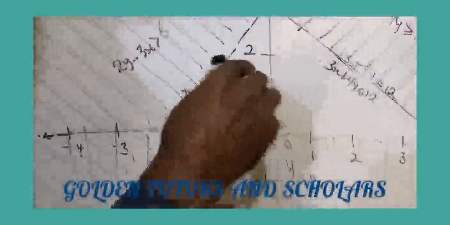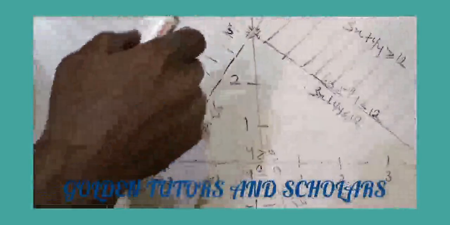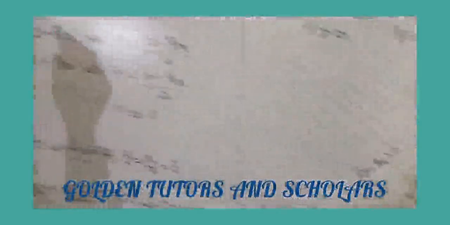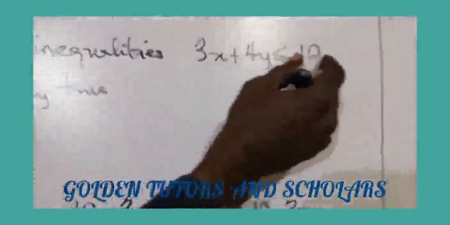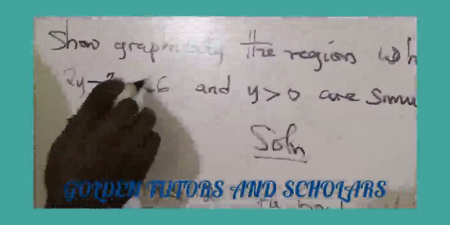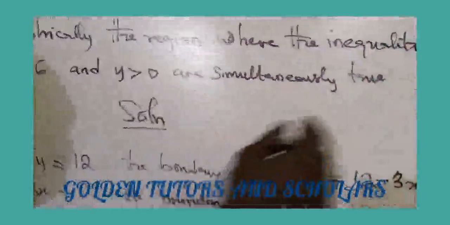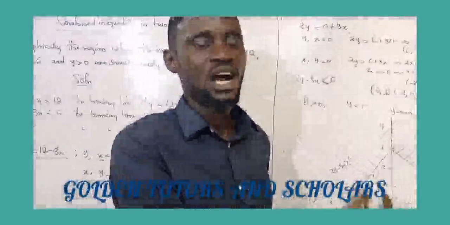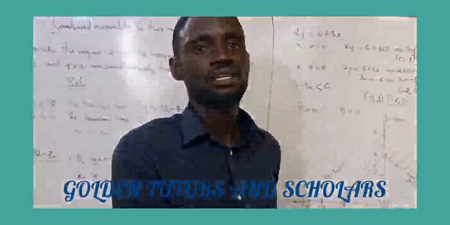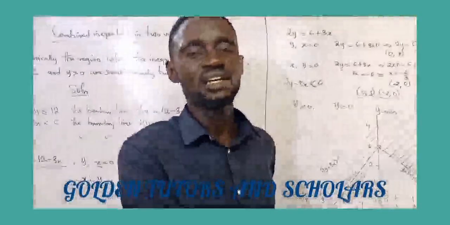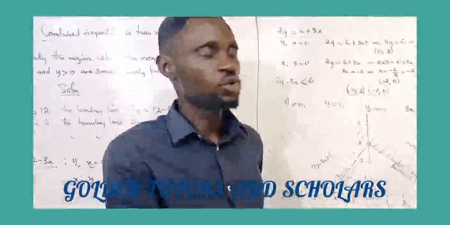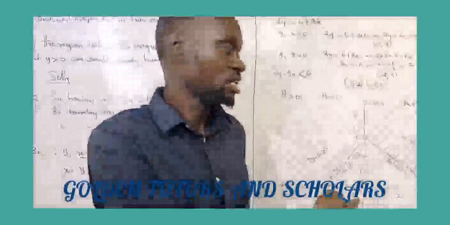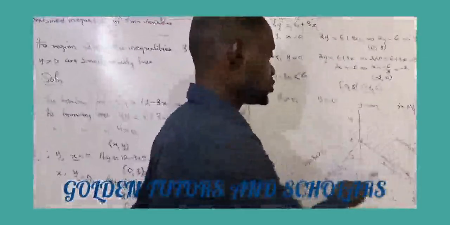So all values that lie within this triangle are the solution set for the combined inequality 3x plus 4y less than or equal to 12, 2y minus 3x less than 6, and y greater than 0. From what we have in this graph, these three are simultaneously true. And this gives us the solution to the question we have been asked. So this is how you can determine the solution to combined linear inequalities in two variables graphically.